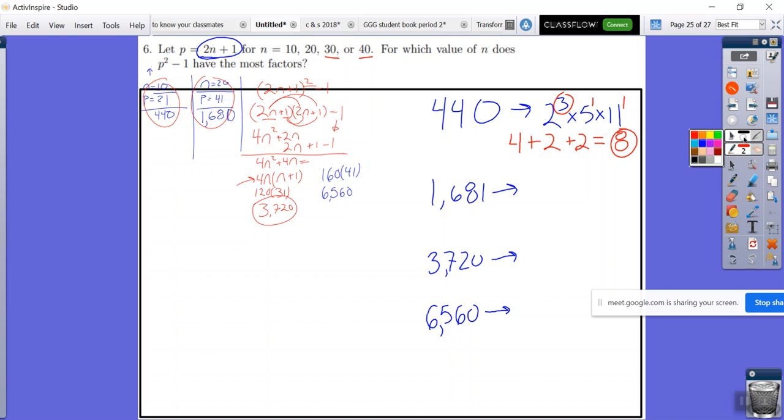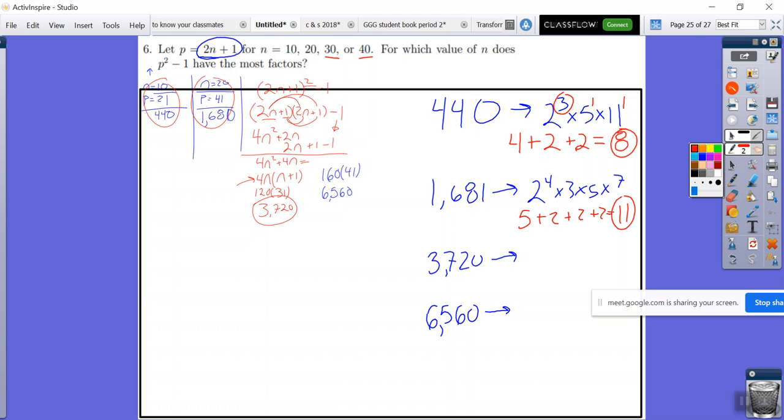Okay. What was the prime factorization of 1,680? 2 to the 4th times 3 times 5 times 7. Okay. All right. So 4 plus 1 is 5. How many factors does this have in total? 40. Well, that's more than 8.